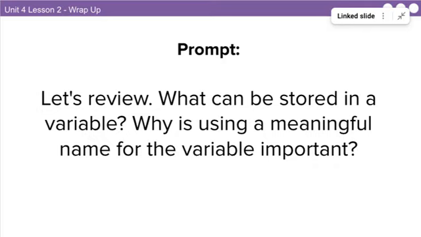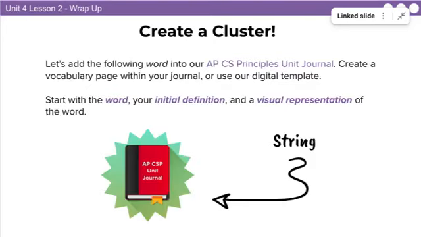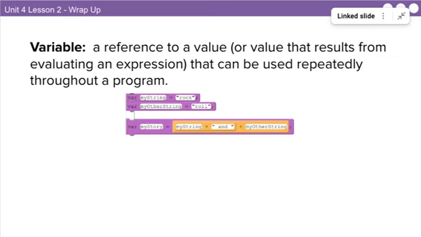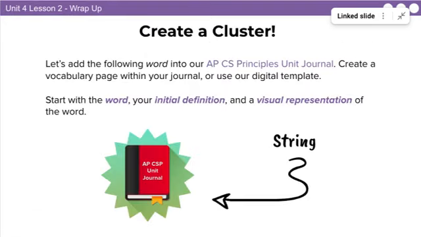You're going to answer this in your journal under the wrap-up section. What can be stored in a variable? Why is using a meaningful name for the variable important? You're also going to add this term to your journal. Add the word string. Your initial definition and a visual representation. Pause the video here so you can do that.